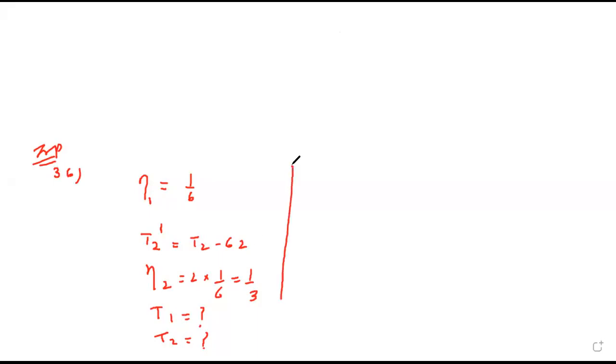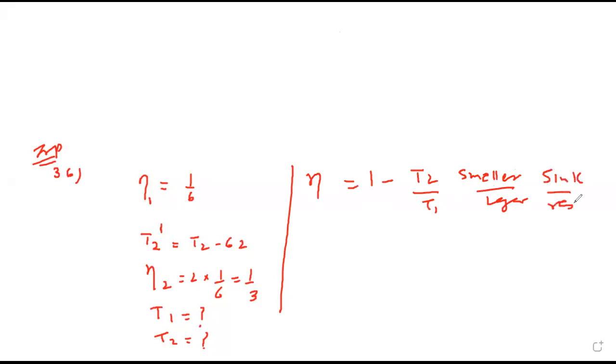So we know that eta is 1 minus T2 upon T1. Now there is confusion here. T2, always remember, is smaller upon larger. If there is confusion, that means sink upon reservoir. In a heat engine, the reservoir always has the higher temperature. So eta is 1 minus T2 by T1.